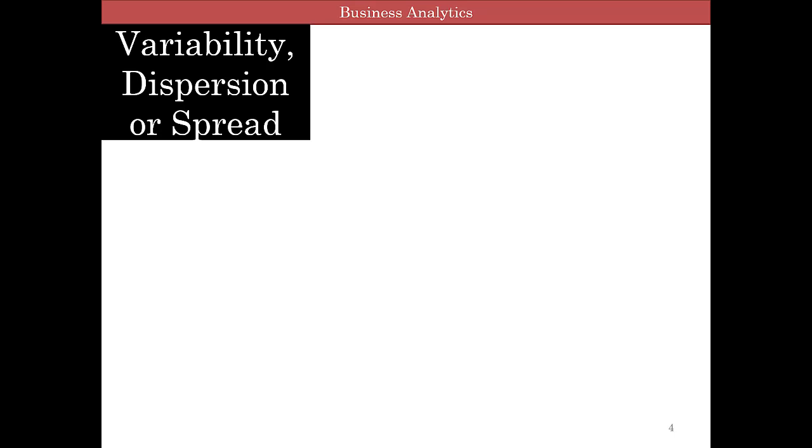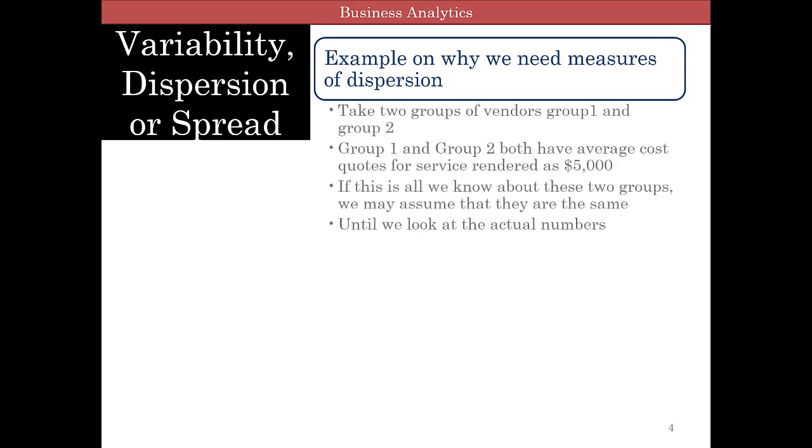So let's talk about dispersion or spread. Why do we need a measure for that when we have mean, median, and mode? We have percentiles. Why do we need this kind of measure for how the data is spread out? So let's take two groups of vendors, Group 1 and Group 2. Both of them say our average cost for services rendered is $5,000. Now, if this is all we know about the groups, we can assume that they are the same.